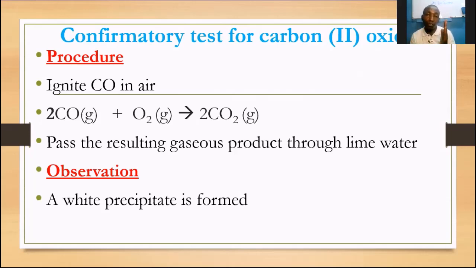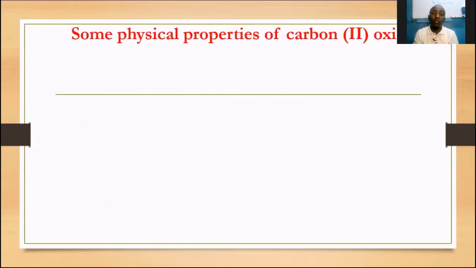So if you are differentiating carbon 2 oxide from carbon 4 oxide, maybe directly pass them through lime water. Carbon 4 oxide, there will be a white precipitate. Carbon 2 oxide, no white precipitate. You can as well burn. Carbon 2 oxide is combustible. Carbon 4 oxide is not combustible, etc.